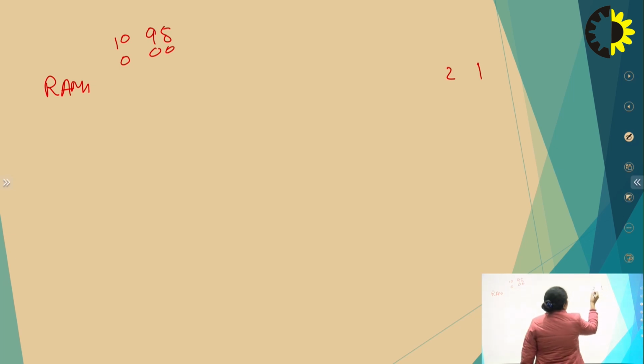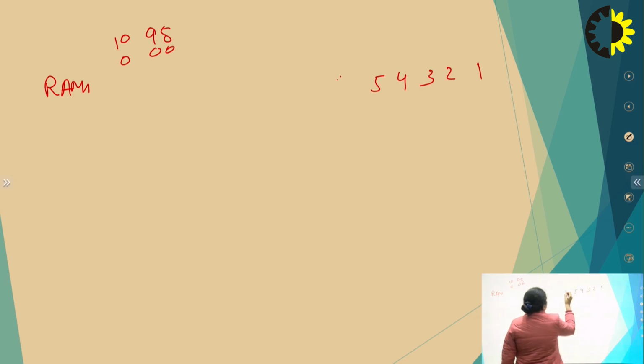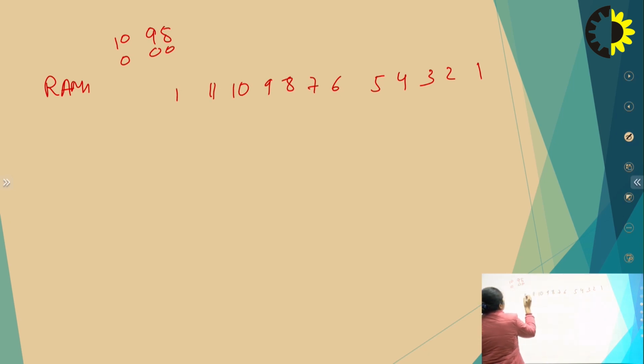For RAM 1, the 9th and 8th bits are 0, 0, and the 10th bit is also 0. So it is in hexadecimal. So 1, 2, 3, 4, 5, 6, 7, 8, 9, 10, 11, 12, 13, 14, 15 and 16. These are because we are addressing in hexadecimal, so 1 to 16. So, starting address and ending address.